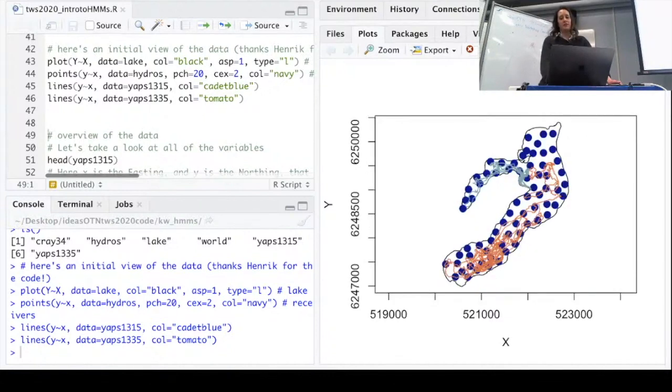There we go. Ton of receiver coverage throughout this lake. And so that's just in contrast to the crayfish data, which we saw before. And that's just a big factor that can lead to more accurate results, I think, in both your positioning system algorithms and also your YAPs.